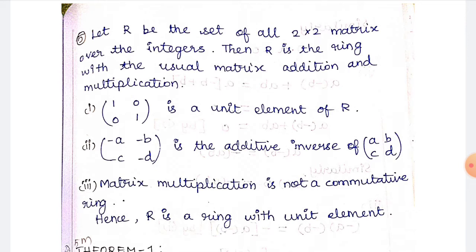Matrix multiplication is not commutative because AB is not equal to BA. Here we have the matrices A and B, which means that A into B is not equal to B into A. So a matrix ring is not a commutative ring. Therefore R is only a ring with unit element.